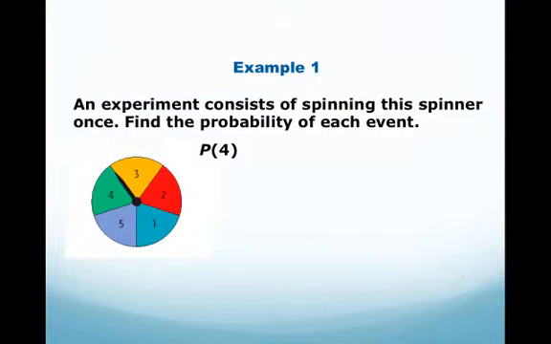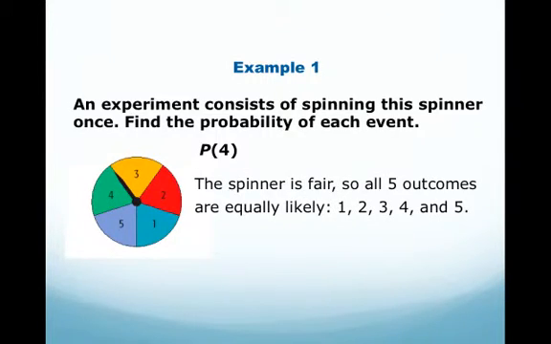Example 1. An experiment consists of spinning a spinner once. Find the probability of each event. The probability of spinning a 4. So first we have to find out how many 4s are on the spinner. There is only 1 four right there.